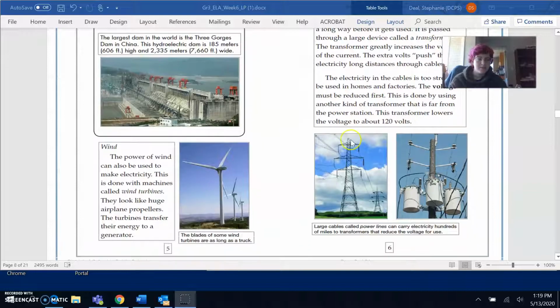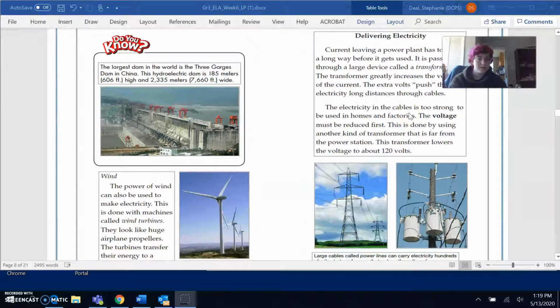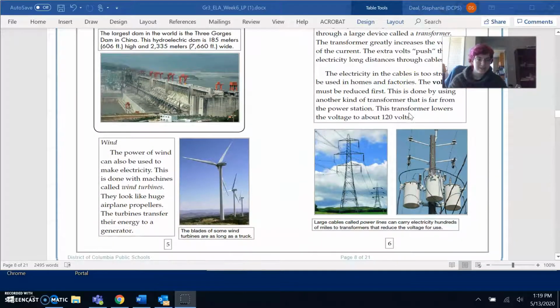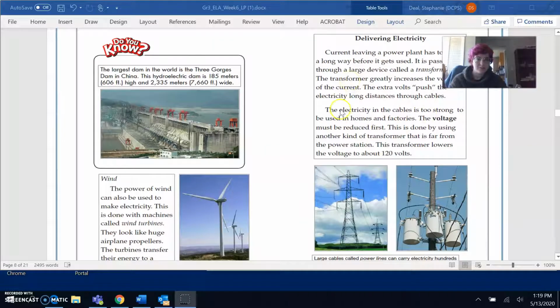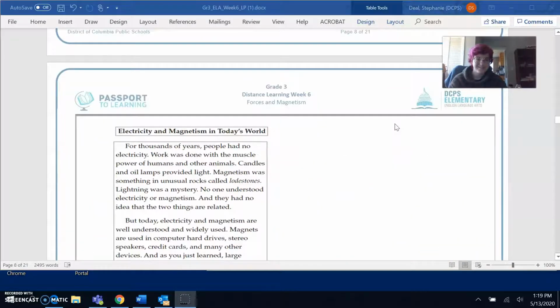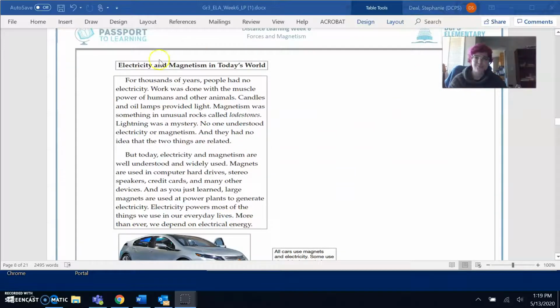Interesting. So we learned that these big machines, the power lines, transfer the energy to different places, and they also help reduce the voltage so that it's safe to have the electricity used in your house. You wouldn't want to have too much voltage, or something would probably go wrong. So let's go on to the last page.